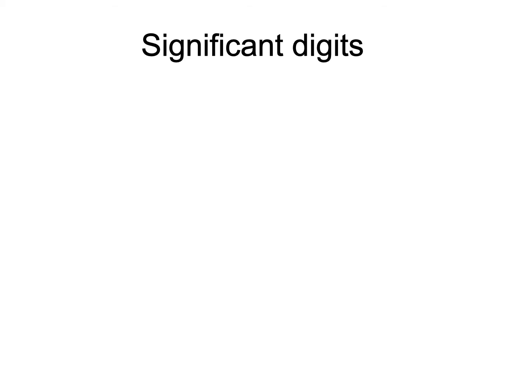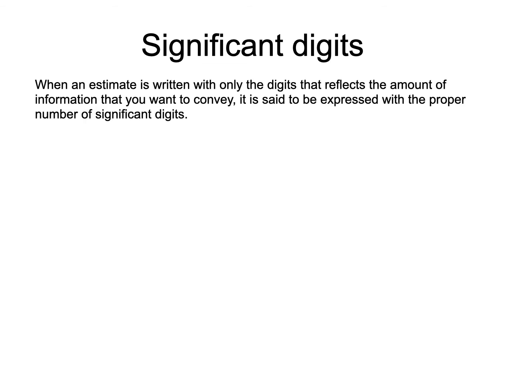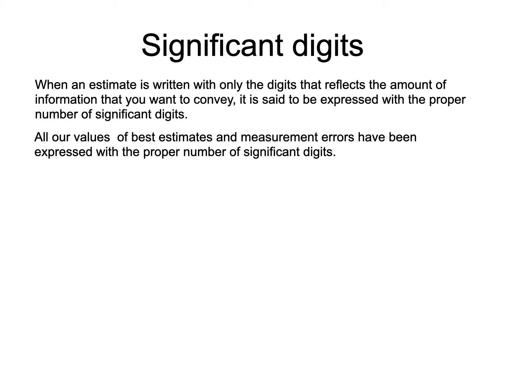The previous example has shown you that the number of decimals that you use to express your estimates is meaningful, and it must reflect the information that you know and that you want to convey. No more, no less. When an estimate is written with only the digits that reflect the amount of information that you want to convey, it is said to be expressed with the proper number of significant digits. All the values of the best estimates and of the measurement errors evaluated so far have been expressed with the proper number of significant digits.